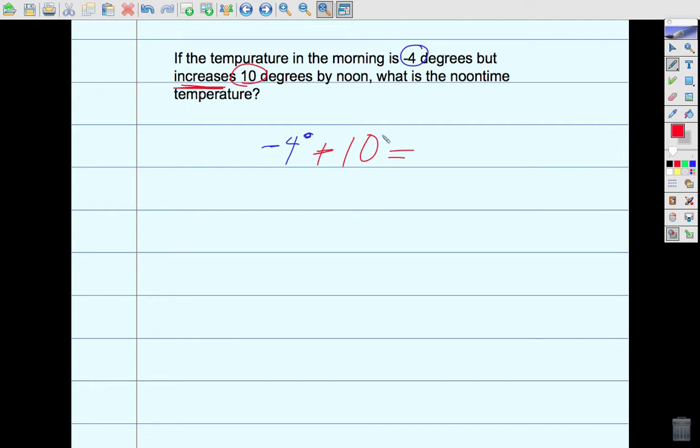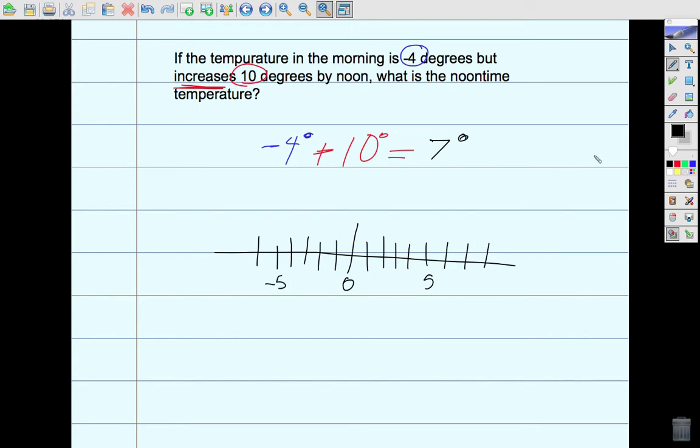So if I have -4 degrees plus 10 degrees, many of you already know that -4 plus 10 gives me 7 degrees. But some of you that don't know that, we can look at our number line. So we start at 0, and I'm going to make my number line. So 1, 2, 3, 4, 5. 1, 2, 3, 4, -5.